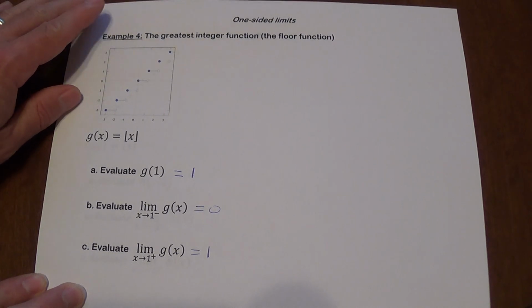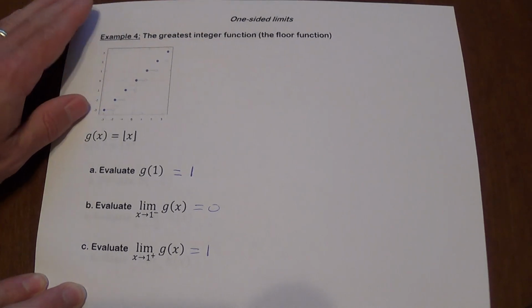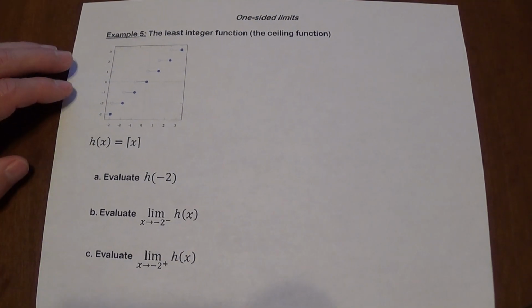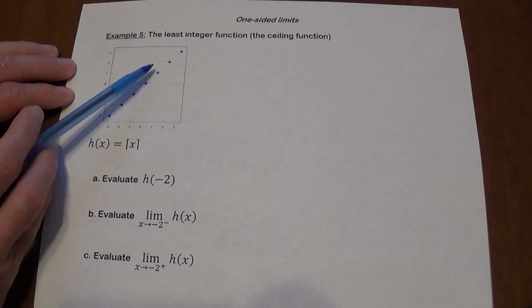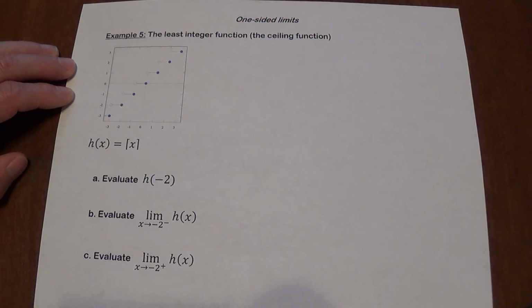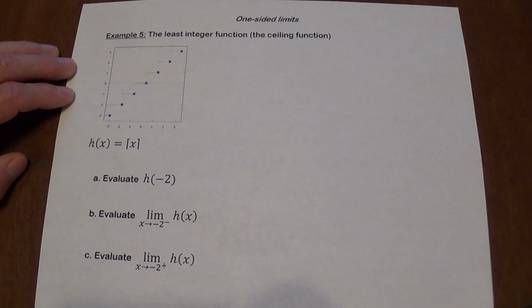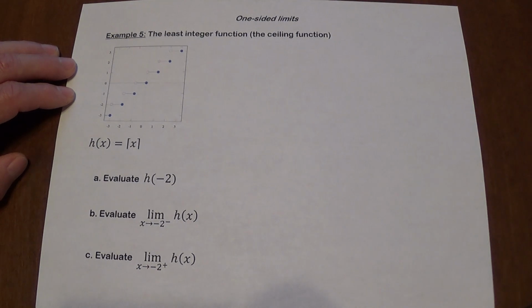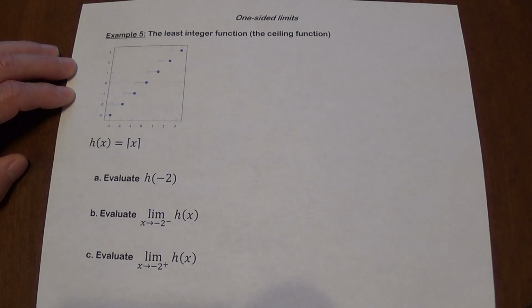The other function is what they call the least integer, or the ceiling function. The notation is like that. The graph looks very similar, although you will notice where the location of the closed circles is. So what we're dealing with here is the function where the outcome is going to be an integer that's greater than or equal to the given value, the closest integer.